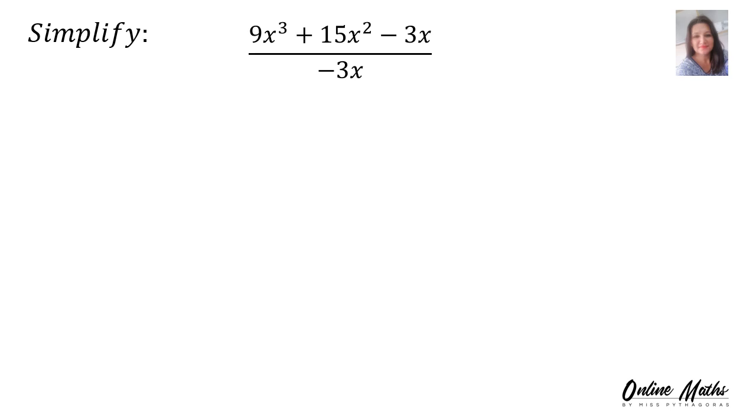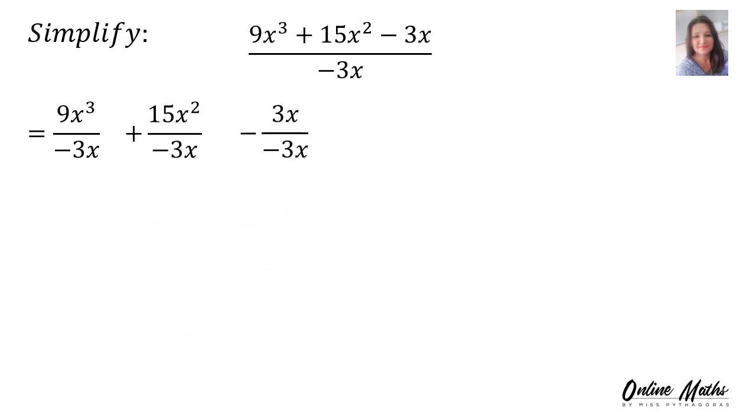Let's look at this one. Now, the numerator, there's a trinomial over a monomial. Now, the only thing you do is you will split this up again. So every term on the numerator will be over minus 3x. Let's do it. You split it up into 9x to the 3 divided by minus 3x, 15x squared over 3x, minus 3x over minus 3x. And now you deal with each term individually.